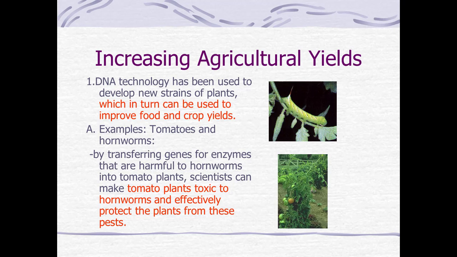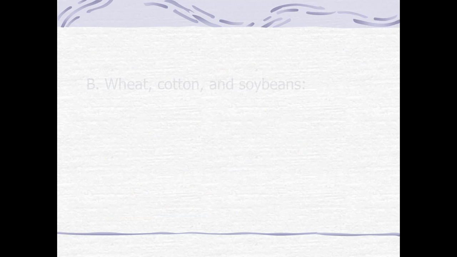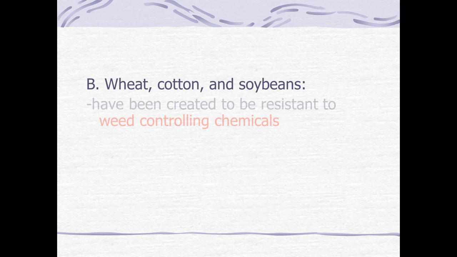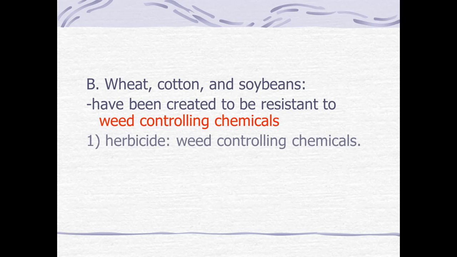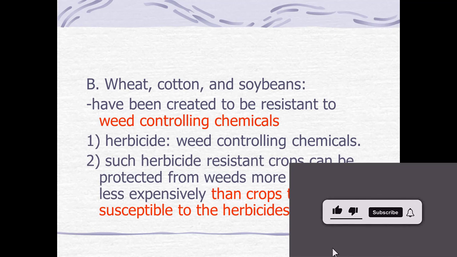These pests can decrease the yield. So in order to increase the yield, we can engineer a new tomato variety, a GMO. Wheat, cotton, and soybeans have been created to be resistant to weed controlling chemicals, herbicides. Such herbicide resistant crops can be protected from weeds more easily and less expensively than crops that are susceptible to these.